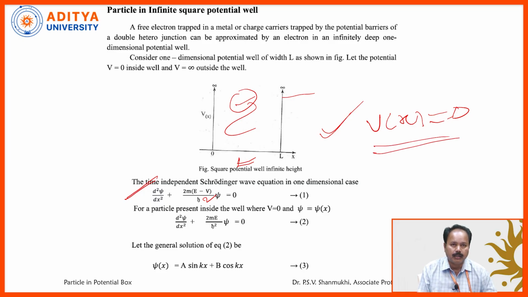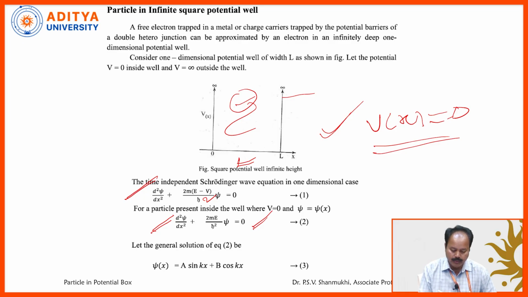In this potential well, V of x is equal to 0, meaning the electron is moving completely freely. That's why it has only kinetic energy, no potential energy at all, and V is taken as 0. Substitute V equal to 0 in equation number 1. What do you get? d square psi by dx square plus 2mE by h cross square into psi is equal to 0. This is equation number 2, the equation for the present problem.